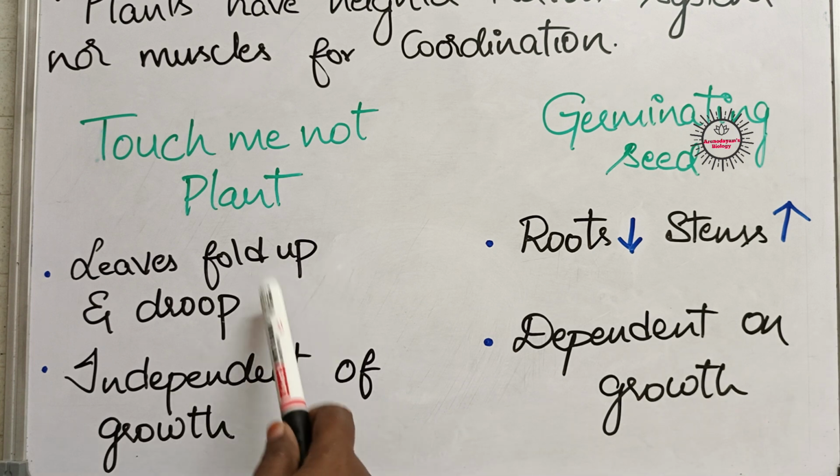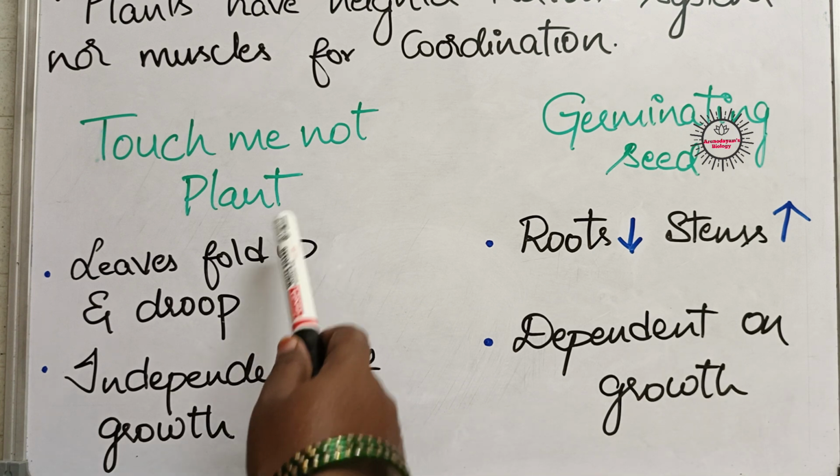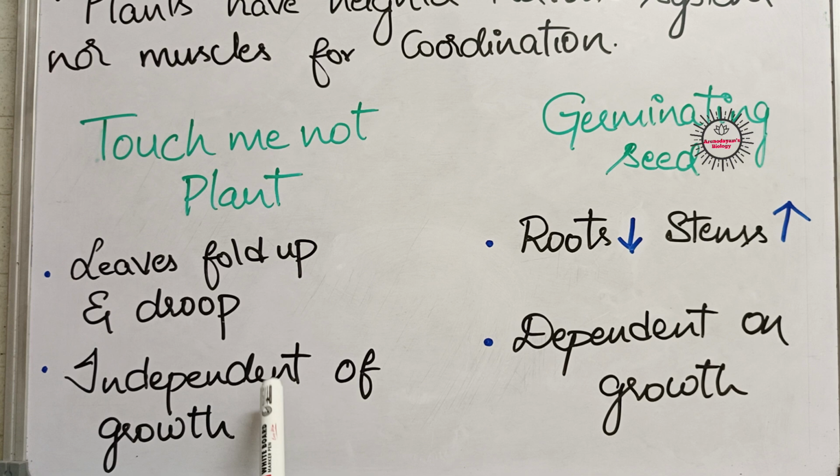The movement which we have seen in the leaves of touch me not plant is independent of growth. It is nowhere related to its growth. The folding of leaves when we touch them is just a defensive mechanism. In order to protect themselves from grazing animals, they fold up. So that movement is nowhere related to their growth. This movement is independent of growth.